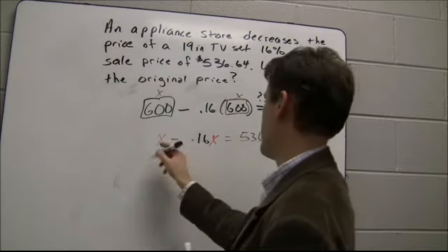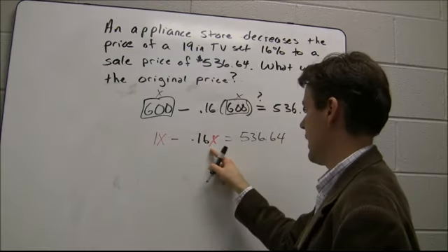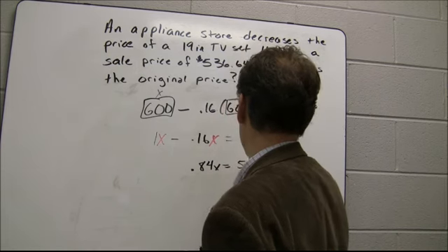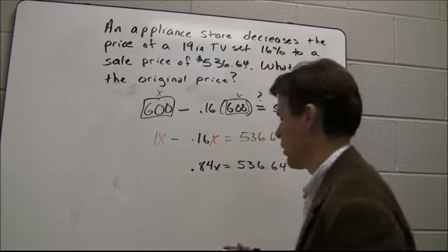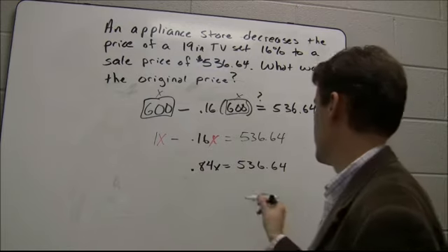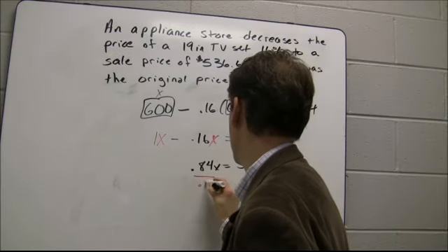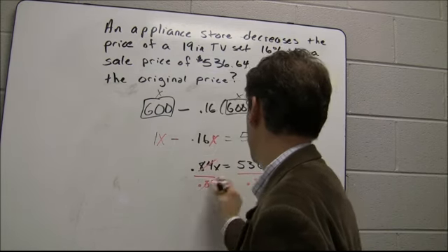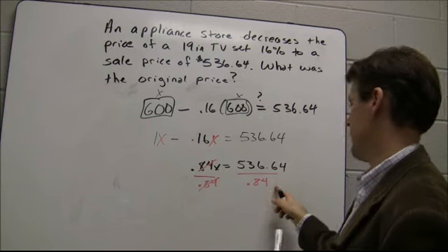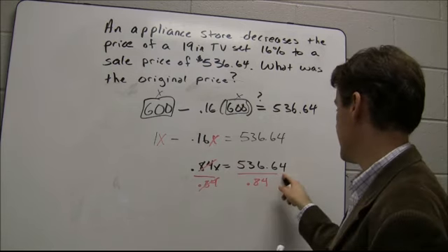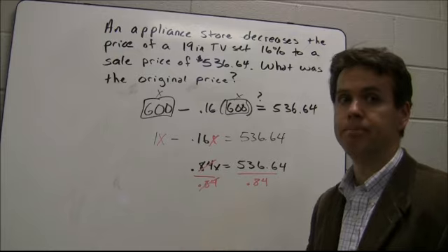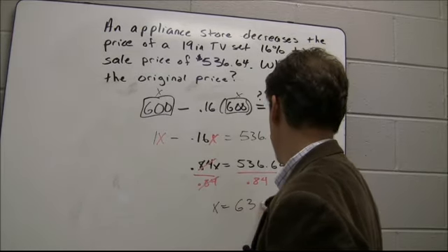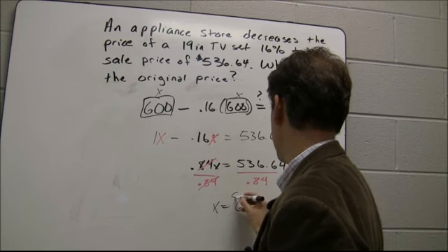Okay, so now do the arithmetic here. We have 1x minus 0.16x is 0.84x equals 536.64. We're one step away. Divide both sides by 0.84. And so this is definitely one I would use the calculator on. So 536.64 divided by 0.84. And in doing that, I get x equals 638.86.